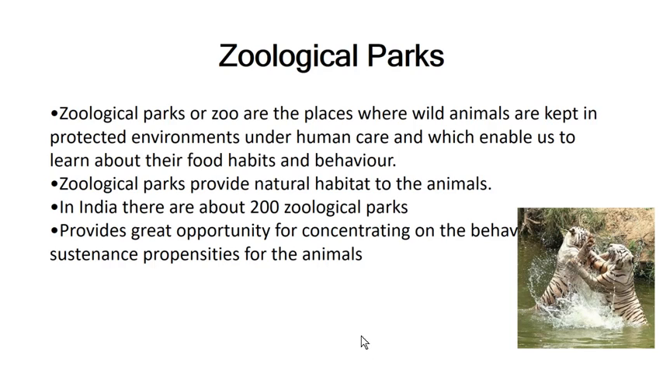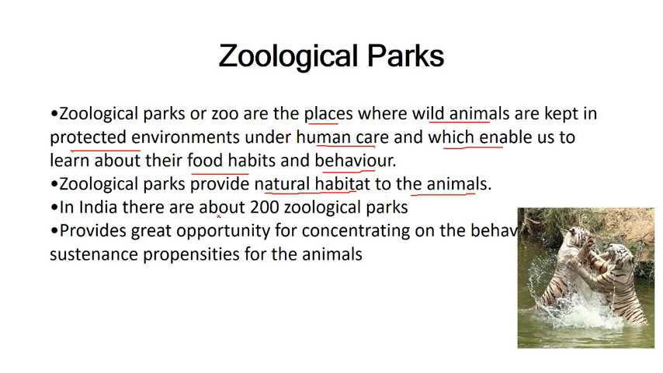Another important taxonomical aid is the zoological park. They are the places where wild animals are kept in a protected environment under human supervision. Okay, and this protection and care of these wild animals enables us to learn about their food habits and their behavior. So this helps in the study of these animals, who are kept in a protected environment under human supervision. These zoological parks provide a natural habitat to the animals.